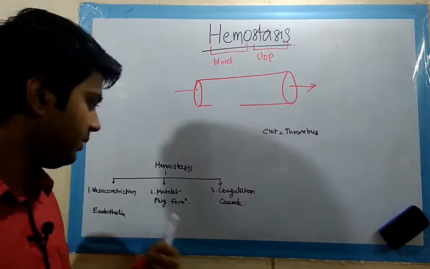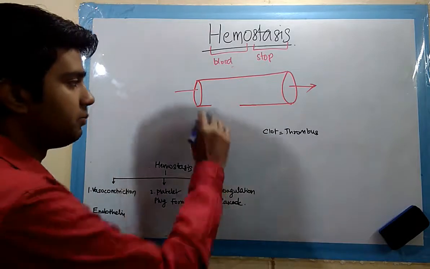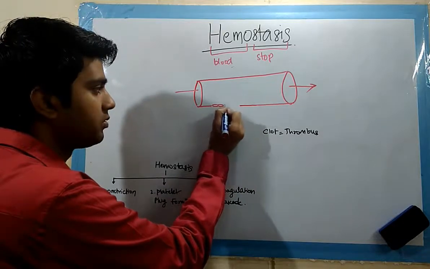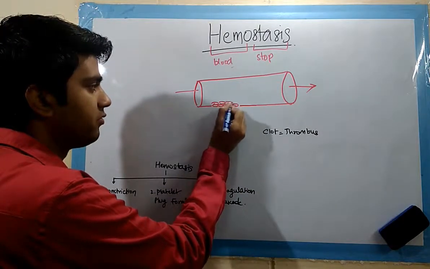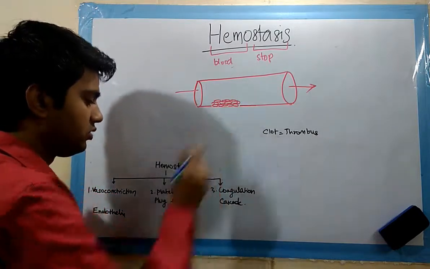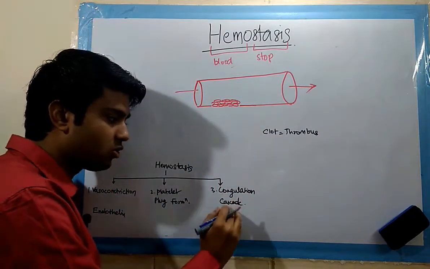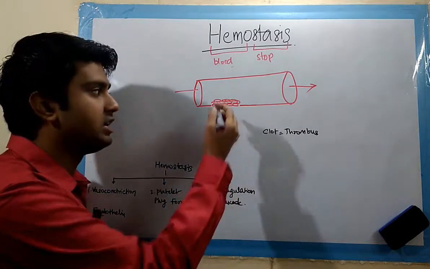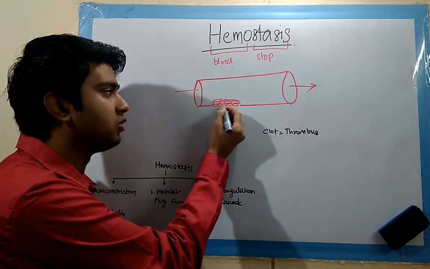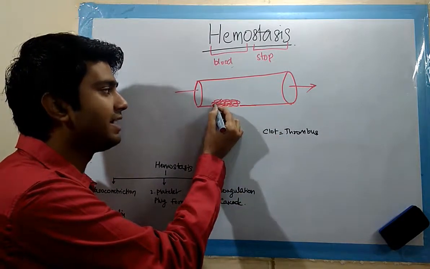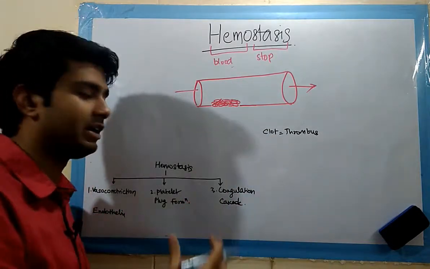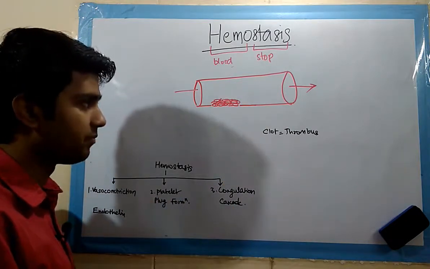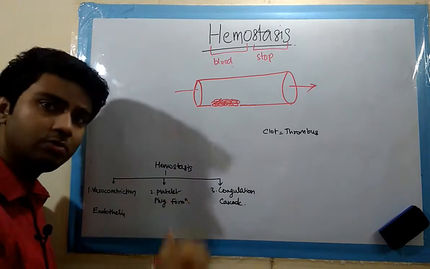Now the second is platelet plug formation. In this, what happens is, suppose we have this damaged part of the blood vessel. Now from the blood, platelets will come and attach to this damaged part and form a platelet plug. So this was about platelet plug formation. And in the coagulation cascade, what happens is, from the blood, a protein called fibrinogen is broken down into fibrin, and that fibrin is deposited on this platelet plug, and it gets interlinked and makes this platelet plug stronger and converts this primitive platelet plug into a secondary plug. So this was the overview of the different steps of hemostasis.